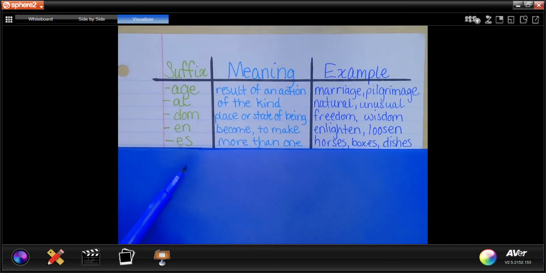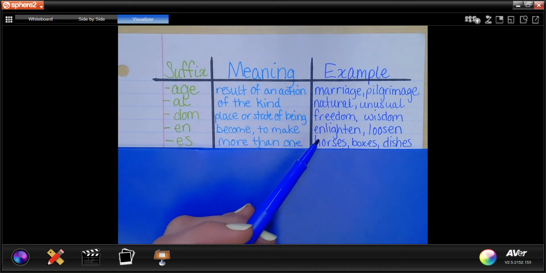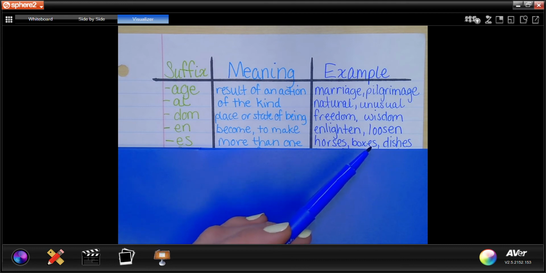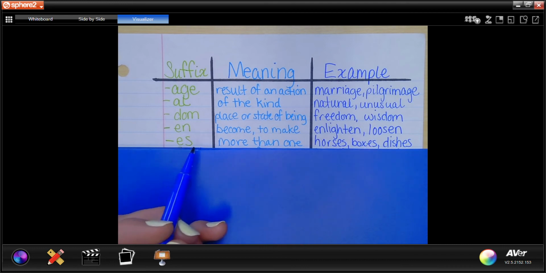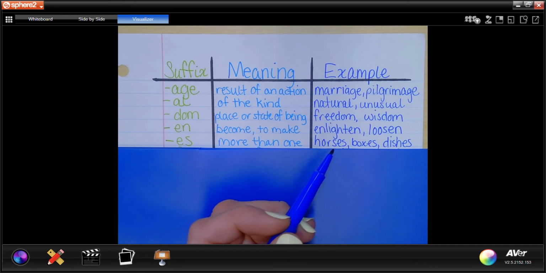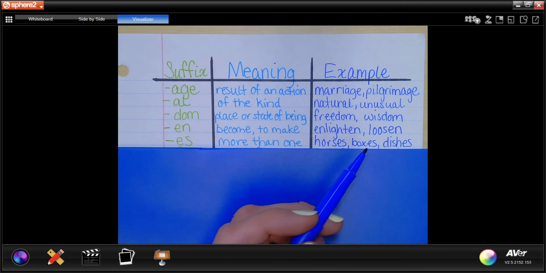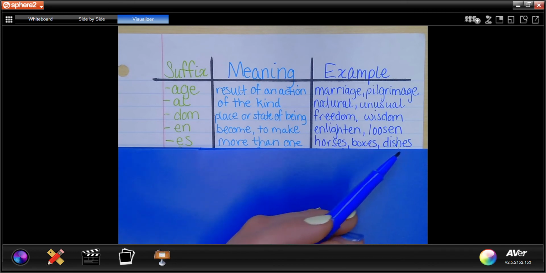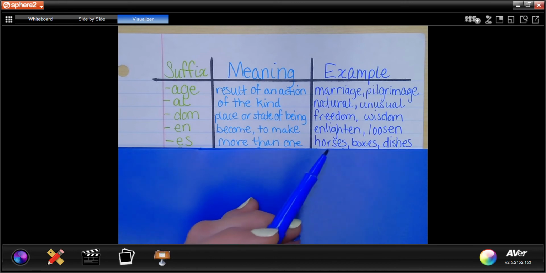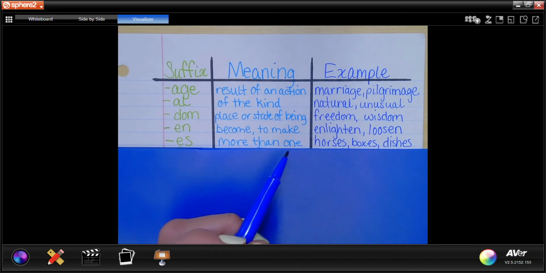The next suffix is es, meaning more than one. Three examples of the es suffix are horses, boxes, and dishes. Horses is more than one horse, boxes is more than one box, dishes is more than one dish.